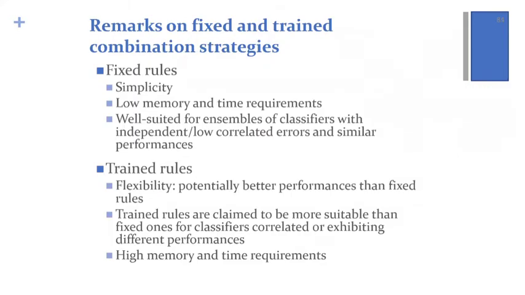The advantage of fixed rules is that they are very simple. Either you do it by majority voting, or you assign a weighted voting strategy. Very simple, very straightforward. And it also consumes low memory and time requirement. And it is well suited for ensembles of classifiers with independent or low correlated errors and similar performances. This is always good if your base learners are performing in an independent manner or with similar performance. That is, maybe all of them have high accuracy.